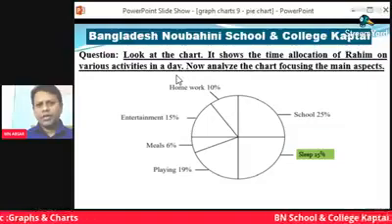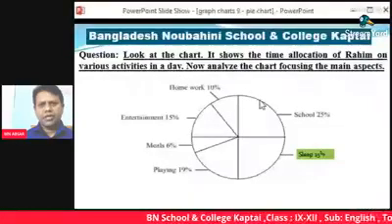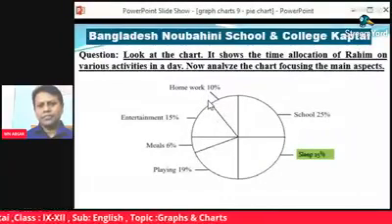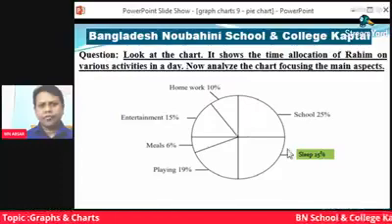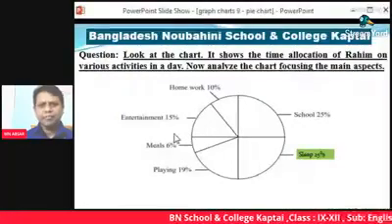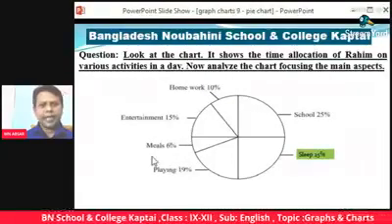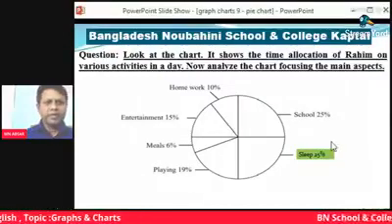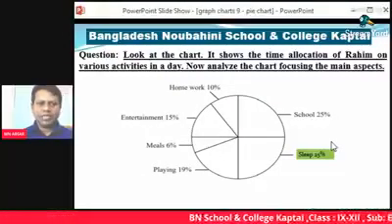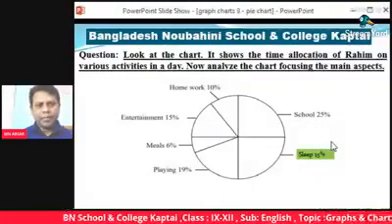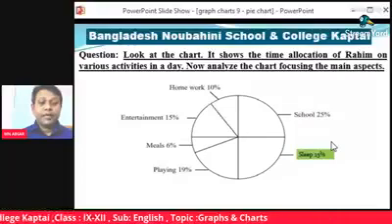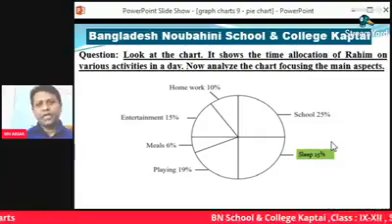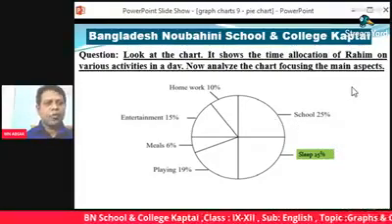If we look at the pie chart, here we see Rahim spends time for homework, entertainment, meals, I mean having meals, playing and sleeping, and I see for schooling. So he spends his total time on different purposes. So you are asked to describe this chart in 150 words. How many words? 150 words.